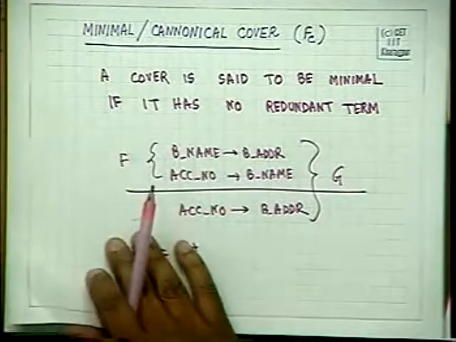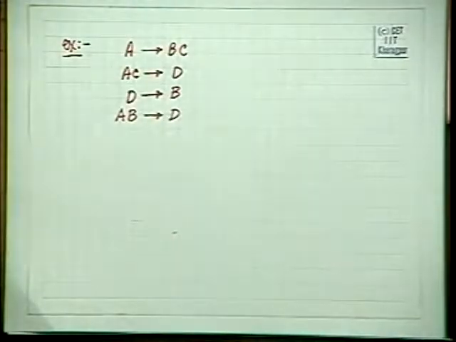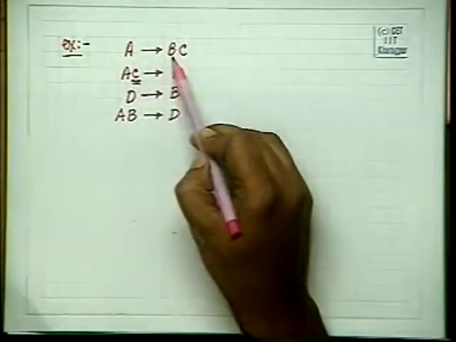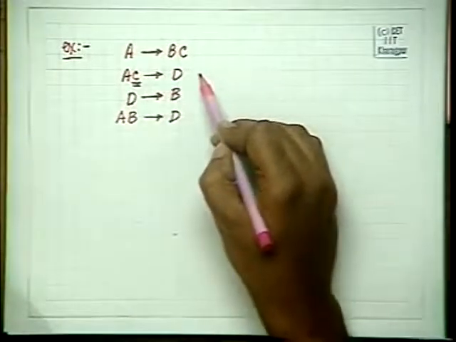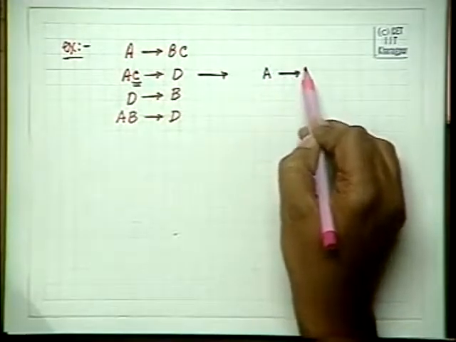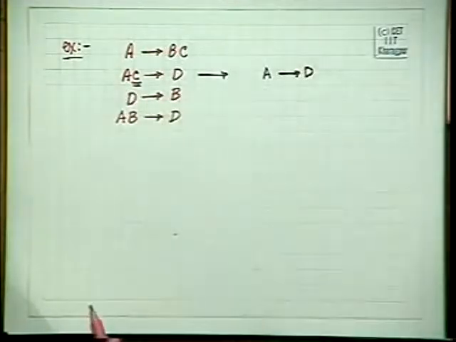We do not want to express more than one unnecessary redundant attribute. To do that, we have to remove, as I had mentioned earlier, those which are on the left and those which are on the right. I will take a quick example before terminating. Let us see A to BC, AC to D, D to B, and AB to D. Now let us look at this. A goes to B and A goes to C. AC goes to D. Therefore, we can simplify this and say A goes to D, because A goes to C itself, and if AC goes to D, then A goes to D.